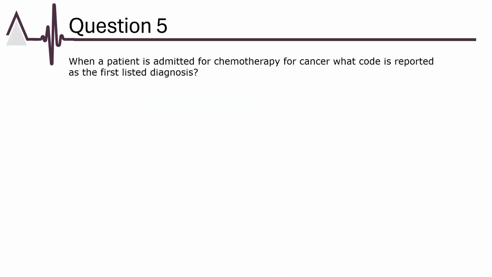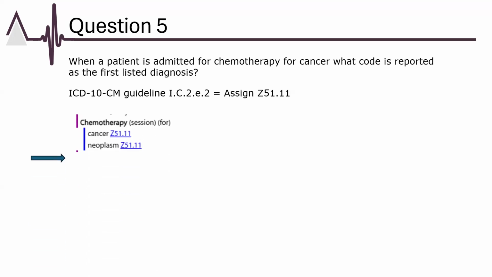Question 5. When a patient is admitted for chemotherapy for cancer, what code is reported as the first listed diagnosis? In the ICD-10-CM guideline I.C.2.e.2, it states if a patient's admission or encounter is solely for the administration of chemotherapy, assign code Z51.11 as the first listed or principal diagnosis. From the index, reference chemotherapy for cancer. Verify the code in the tabular list.